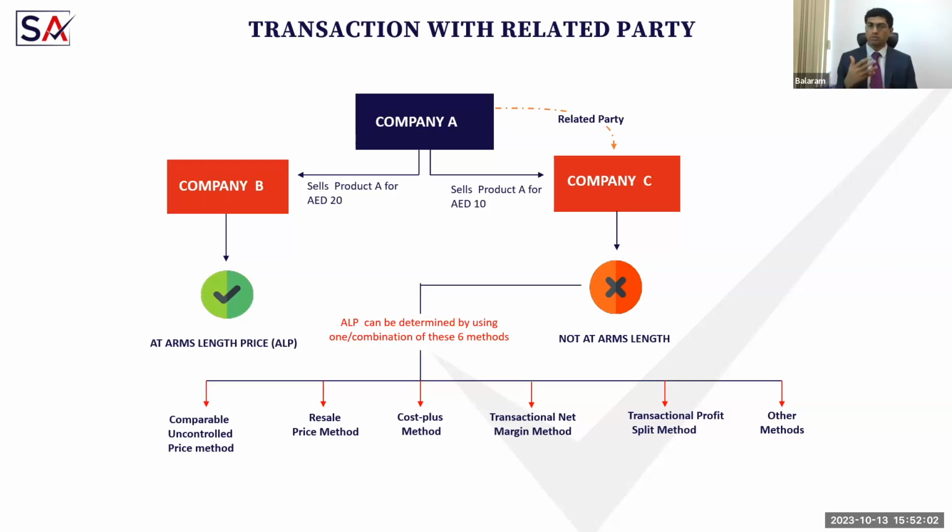In your books of accounts, you may account for that at whatever rate you want to, but for the purpose of corporate tax, you need to make an adjustment to those transactions to be in line with the arm's length price. That is the concept.